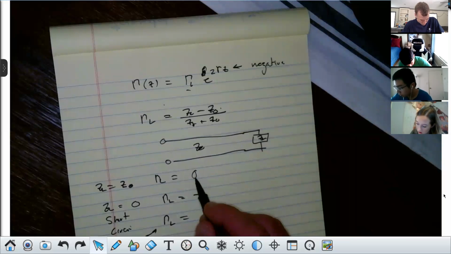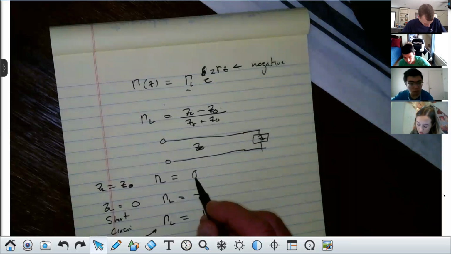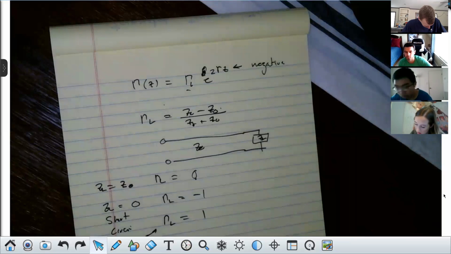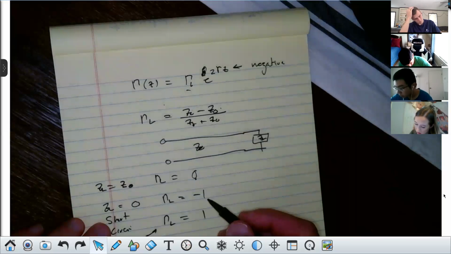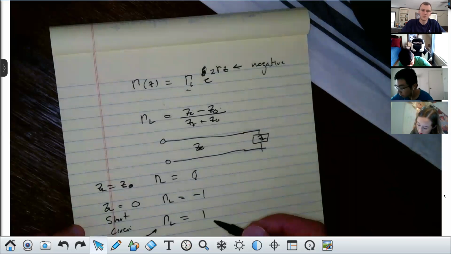Those are the three extremes. Where you have a perfectly matched circuit, this is called perfectly matched right here. You'll be hearing more. You get no reflection. That's what you strive for most of the time. If you have a short circuit, you'll get -1. If you have an open circuit, +1. These are all things that we'll see are very important calculations.